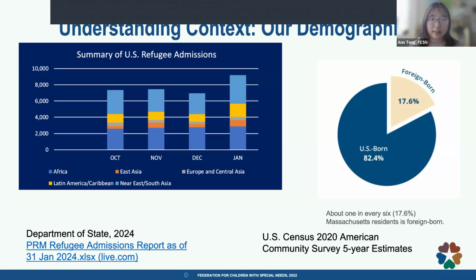On the screen are two charts and graphs. The one on the left is the summary of US refugee admissions. All of this data is available public record by the Department of State and also the Department of Homeland Security, as well as the US Census. So if you're curious, folks may already have the slides from the last session. You can look them up. You can crunch some numbers if you'd like.